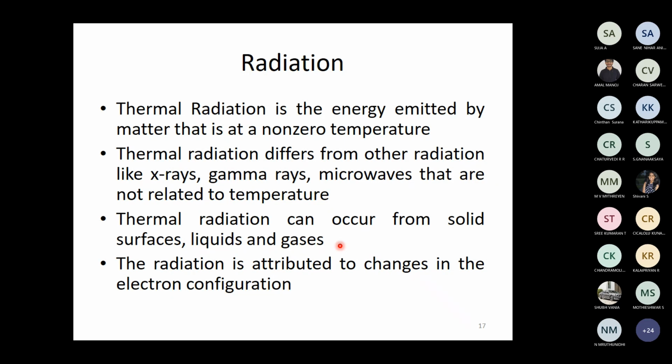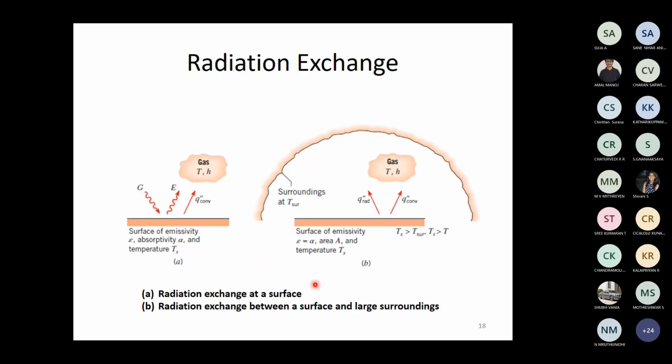The radiation is attributed to changes in the electron configuration. So, this again is about the physics part of the radiation. Now, here there are two situations shown and how the radiation exchange is taking place. Here there is one very simple surface which is exchanging heat, radiation exchange at a surface.